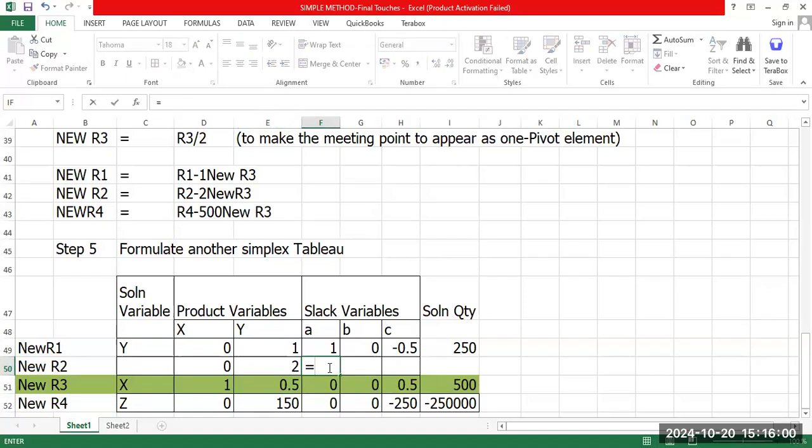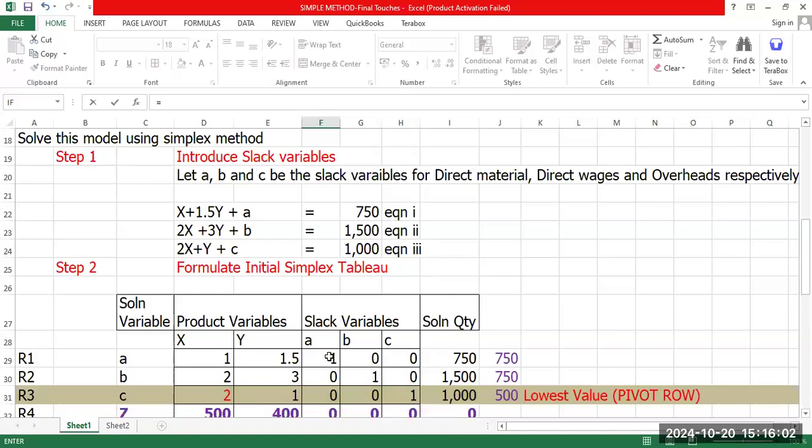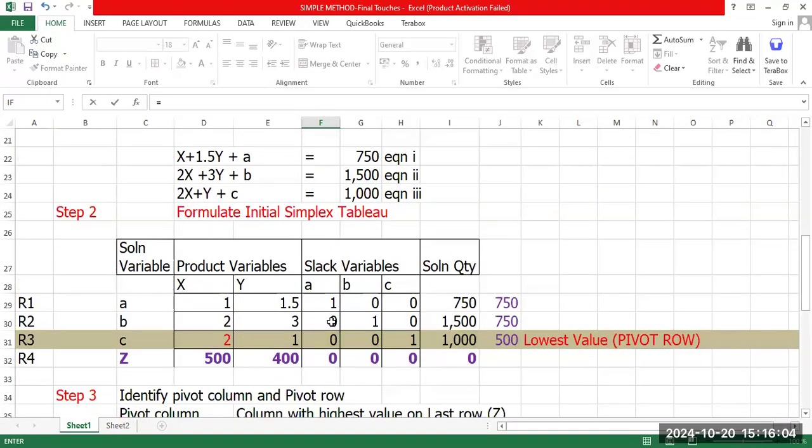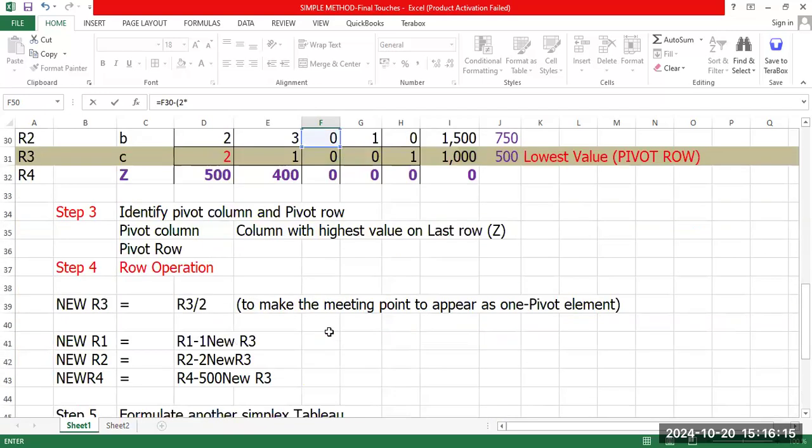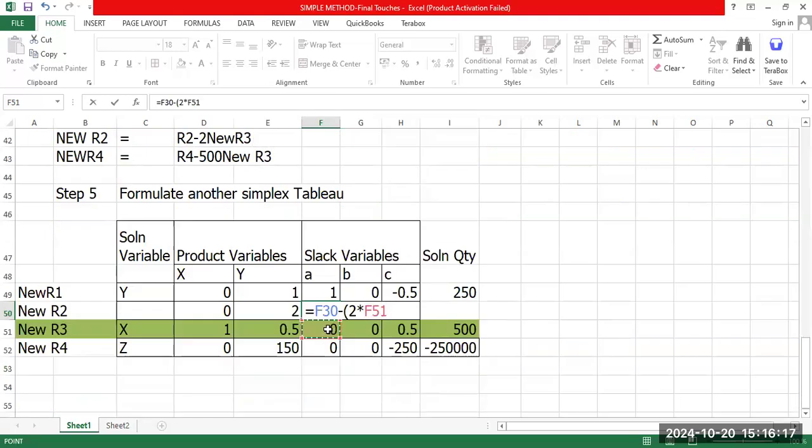This one is equal to what? I'm handling what? Here, 0 minus, open bracket, 2 times what? What is new row 3? 0.